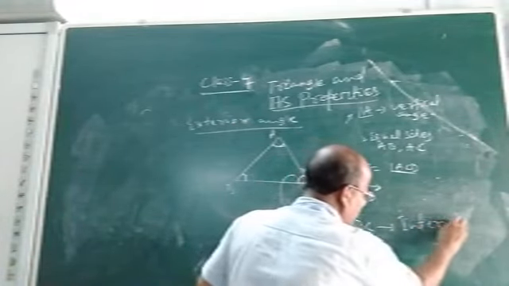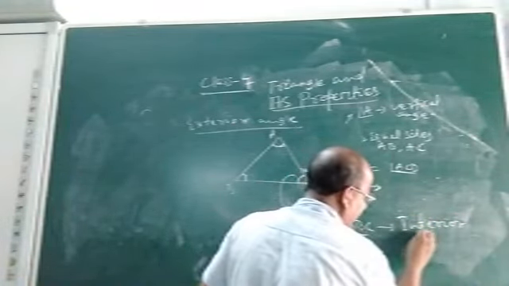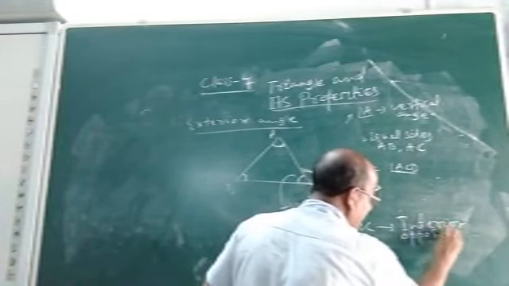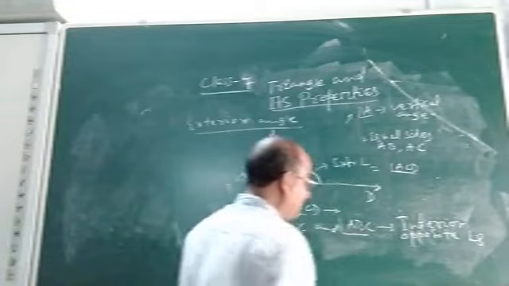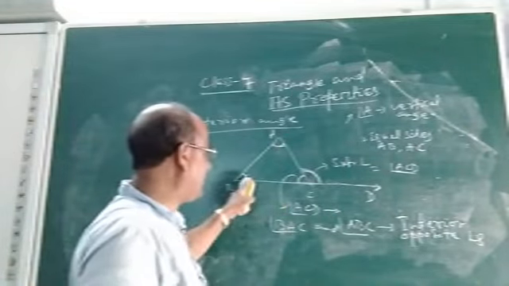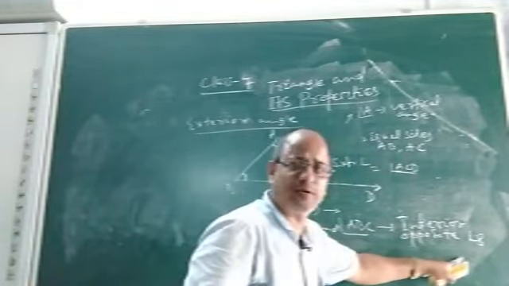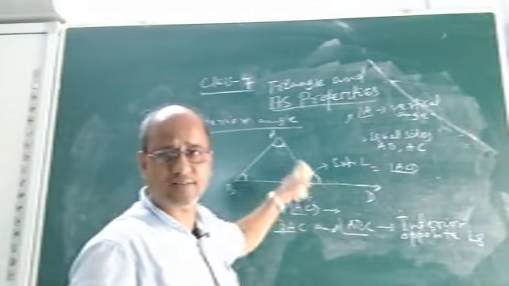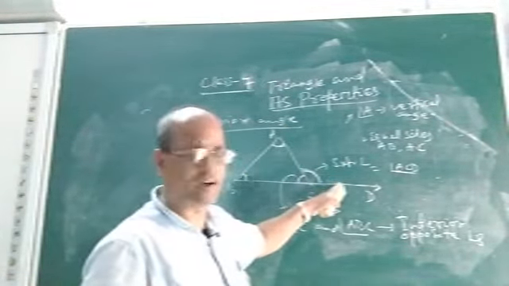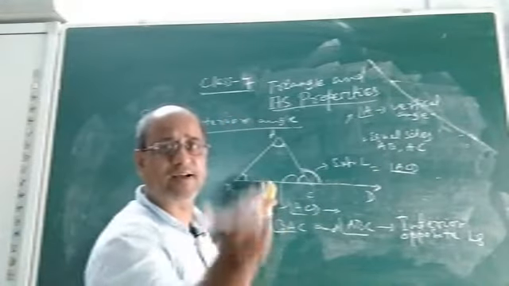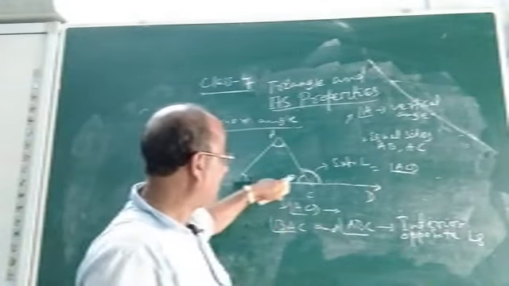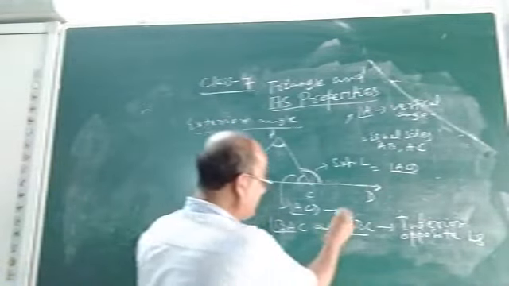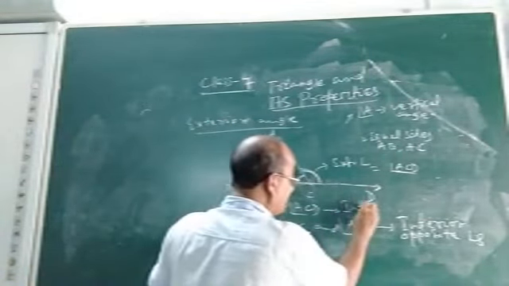I don't know to what extent you have remembered. Interior opposite. You see angles. See children, angle A and angle B are called interior opposite angles when we consider this as an exterior angle, angle ACD. When angle ACD is exterior, these two are not interior, they are interior opposite. Similarly, angle ACB is also not interior. It is interior adjacent.